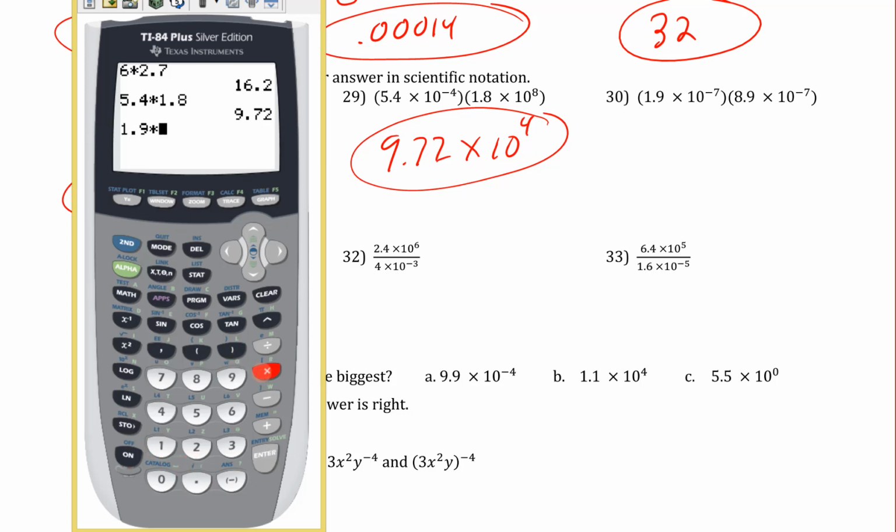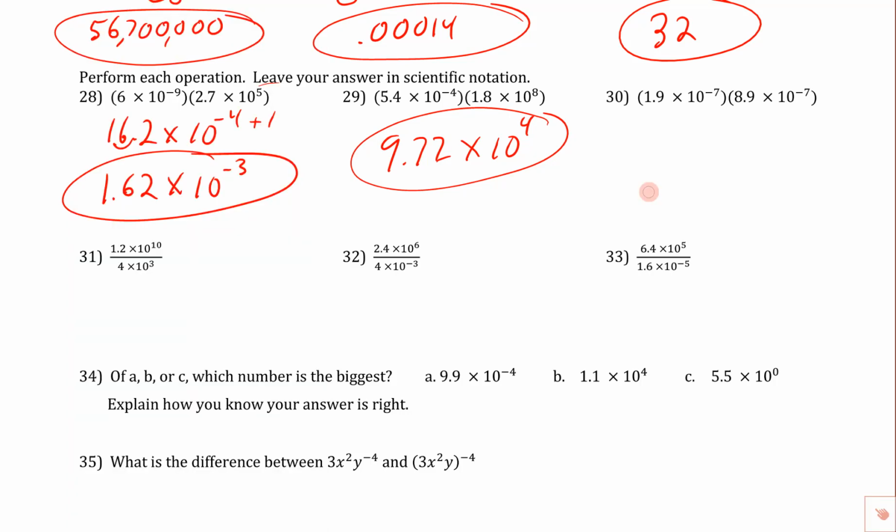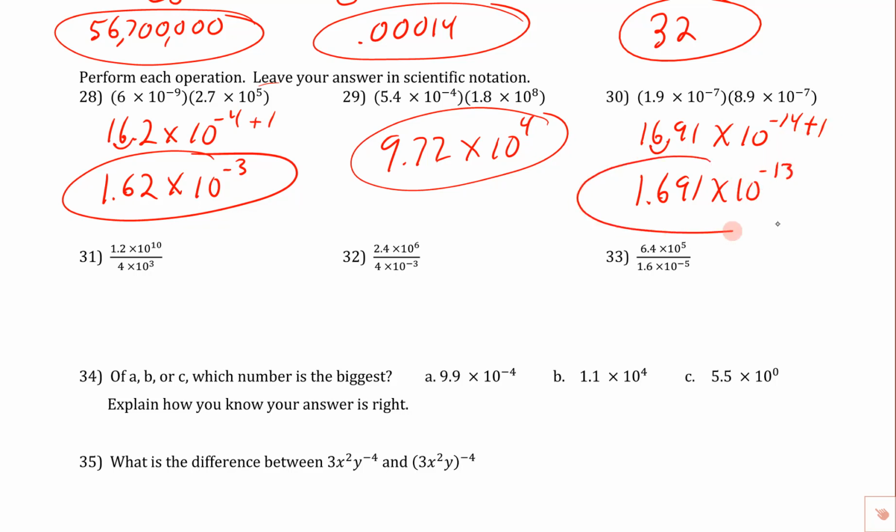1.9 times 8.9. And this is 16.91, so 16.91, we know that that answer is not going to be in scientific notation yet. Let's put these together. We get -14. We're going to move this over 1, so this is 1.691. We made this number smaller, so we make this bigger. We made it 1 decimal place smaller, so we make this 1 digit bigger. So we add 1, so we get 10 to the -13. Circle that. And now we've got some division ones.